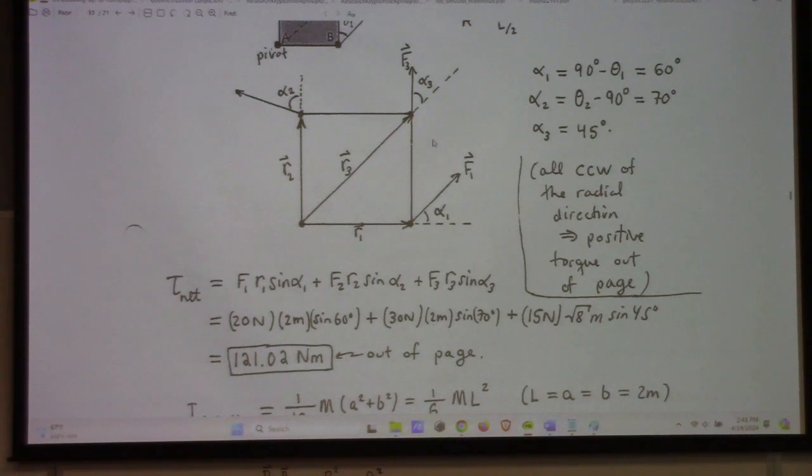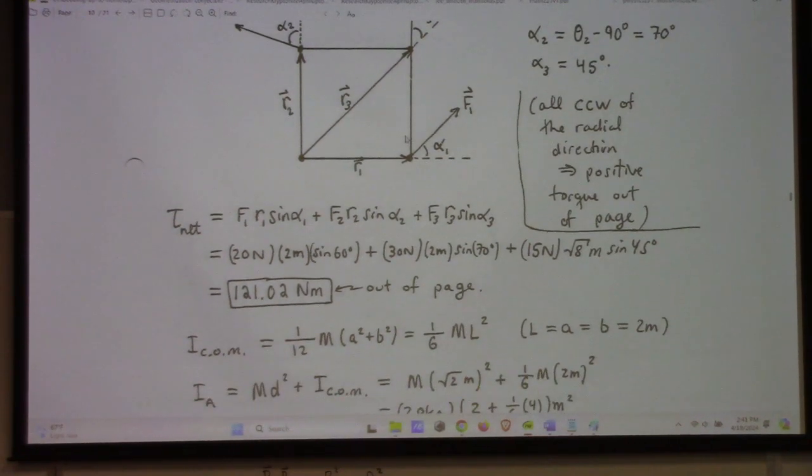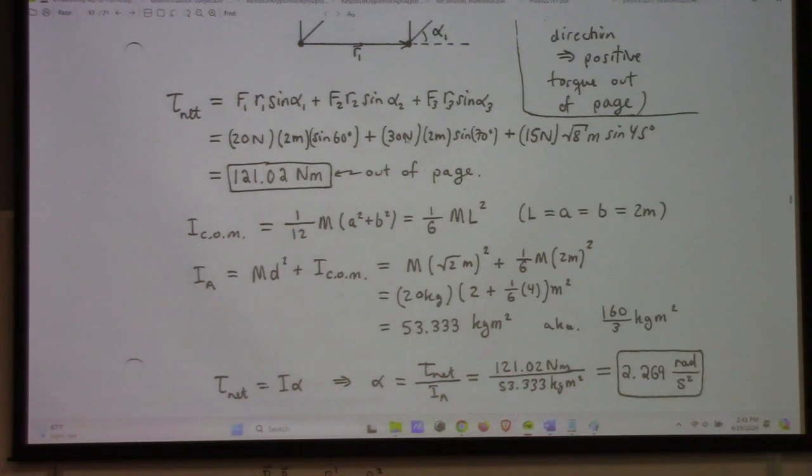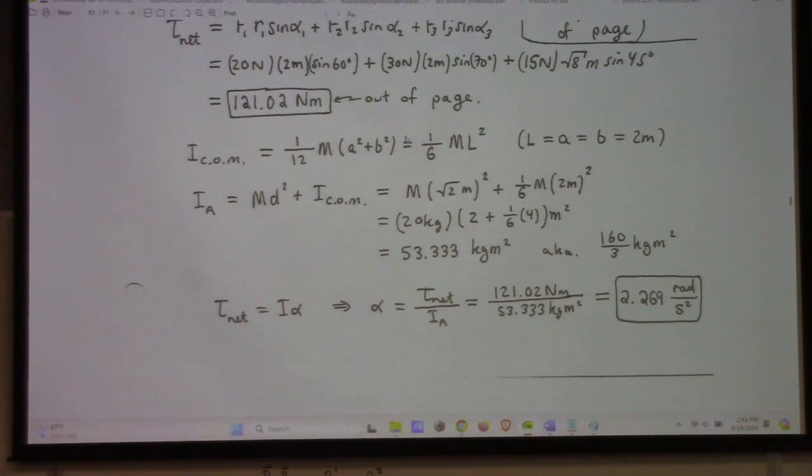And so then working through the moment of inertia, I worked out 53.33 kilogram meters squared. And then torque is I alpha, so the alpha is 2.269 radians per second squared is what I got. And at least one of you got this, so we're either both right or both wrong. Anybody else get this? Okay, good, good.